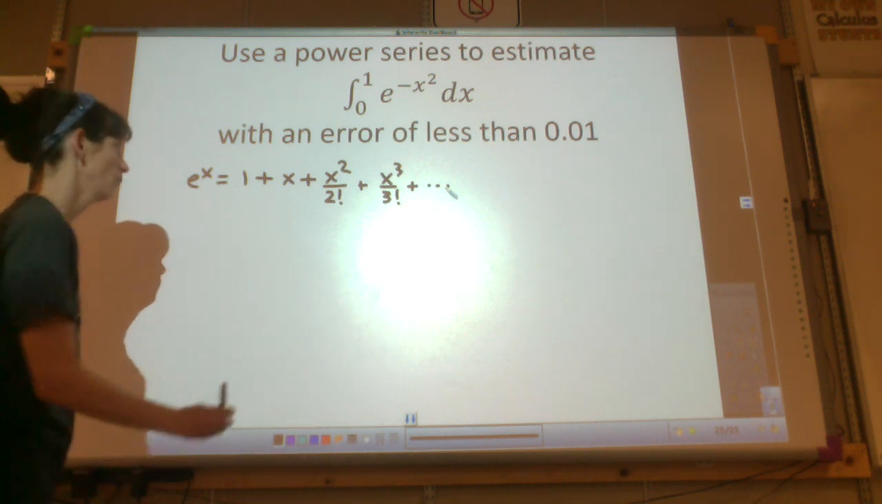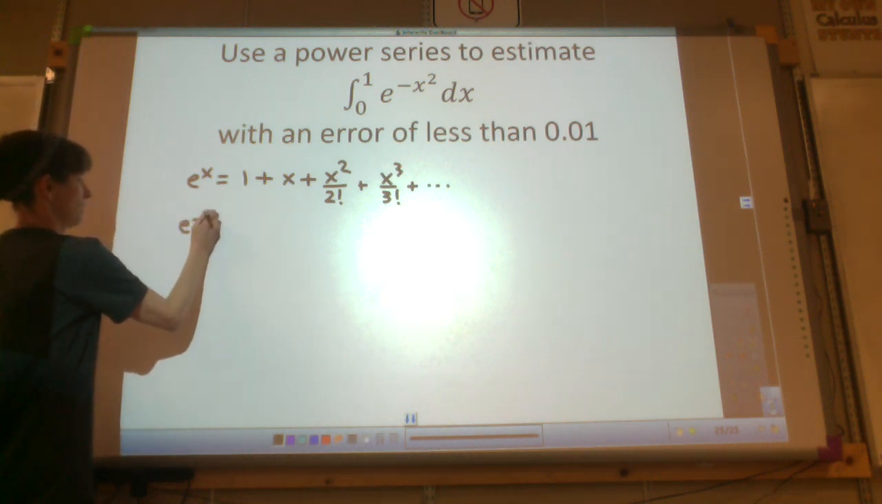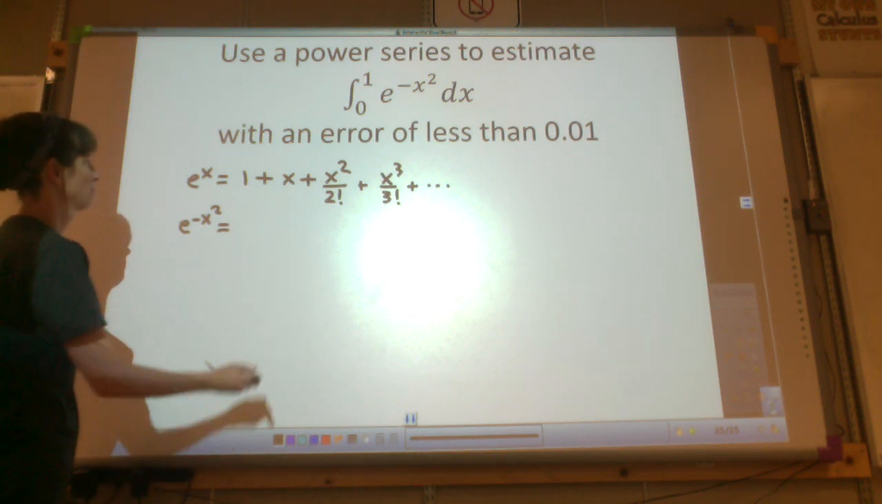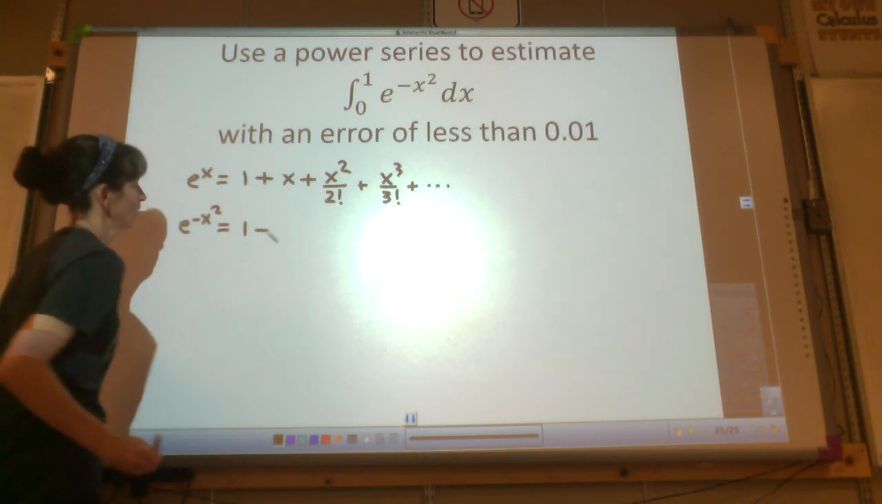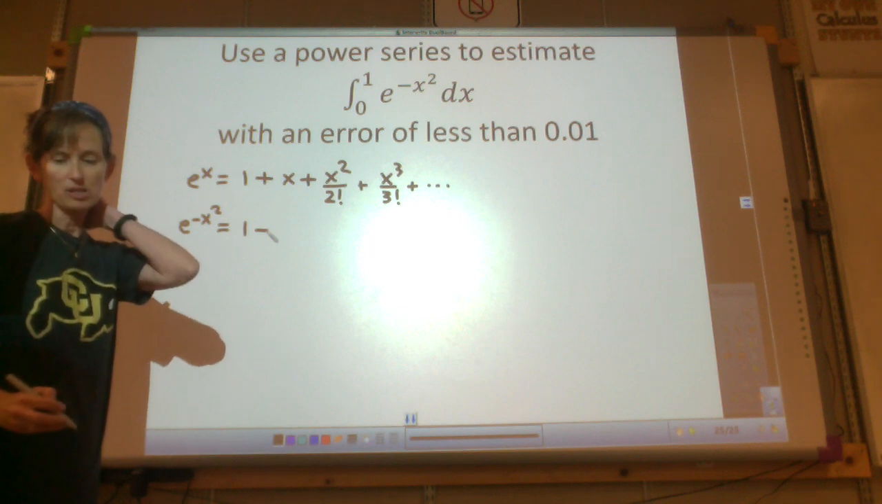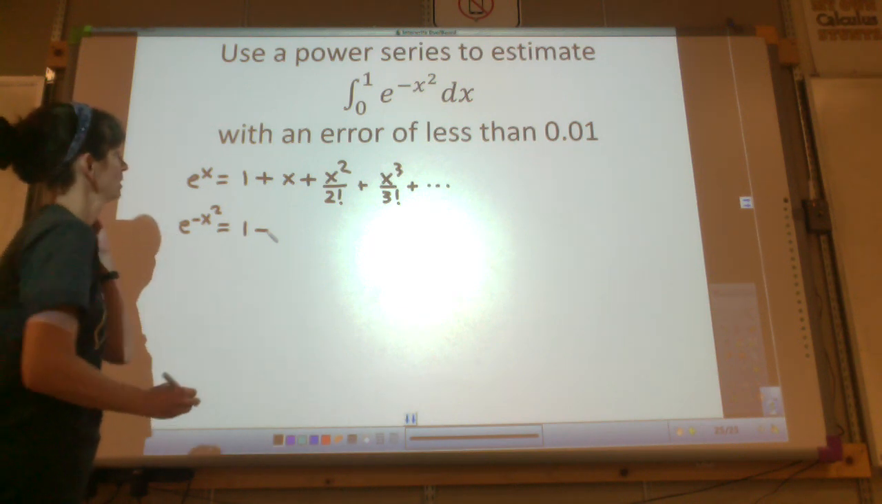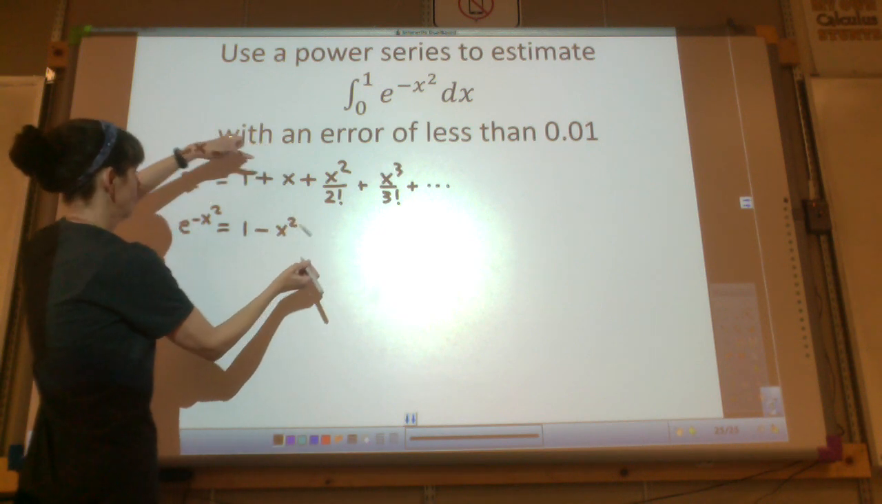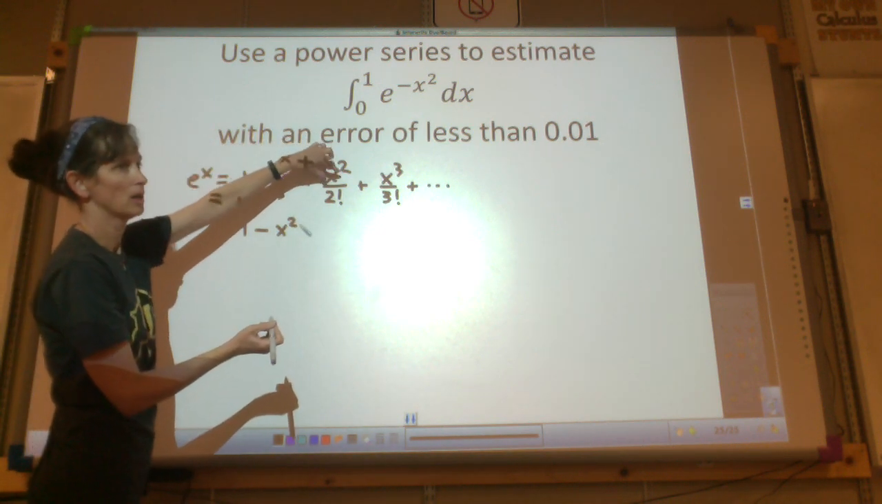Okay, next. What is e to the negative x squared as a polynomial approximation? What should I do, Busani? Plug in negative x squared into the x positions. Okay. Should I do this very slowly, or can we do this really quickly? Fast. So we're going to plug that in here. We're going to get negative x squared, plus x to the fourth over 2 factorial.